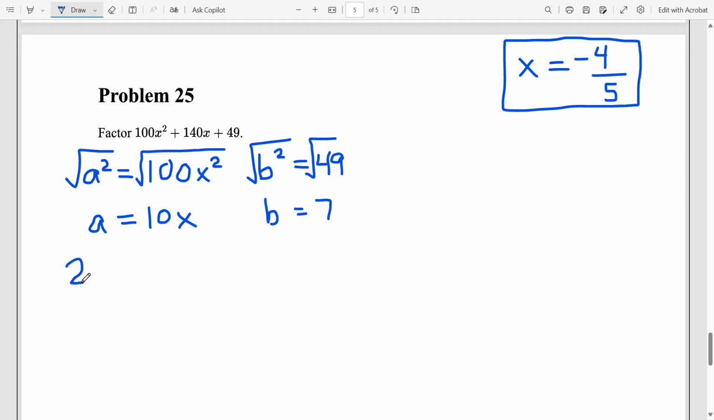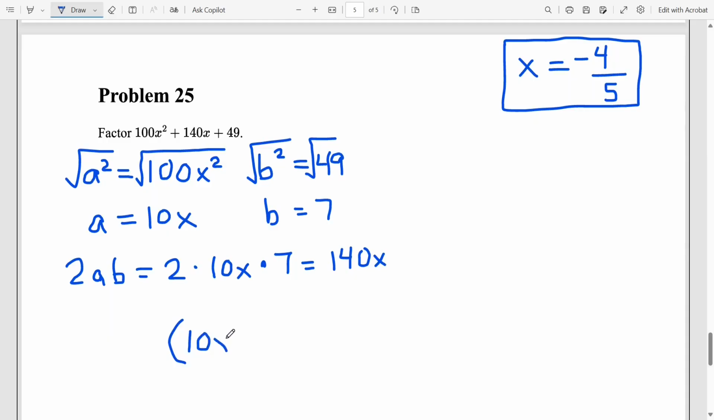Okay, so 2ab is going to be 2 times 10x times 7. That's going to be 140x. So this is a perfect square trinomial, meaning the factored form is going to be the quantity 10x plus 7 squared.